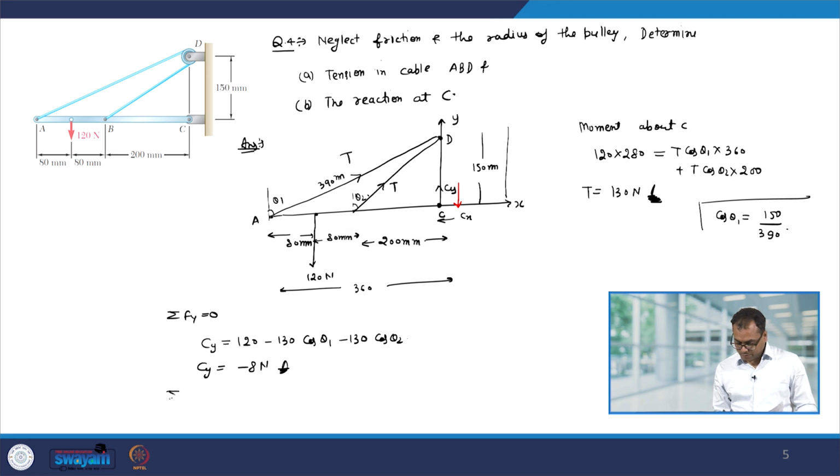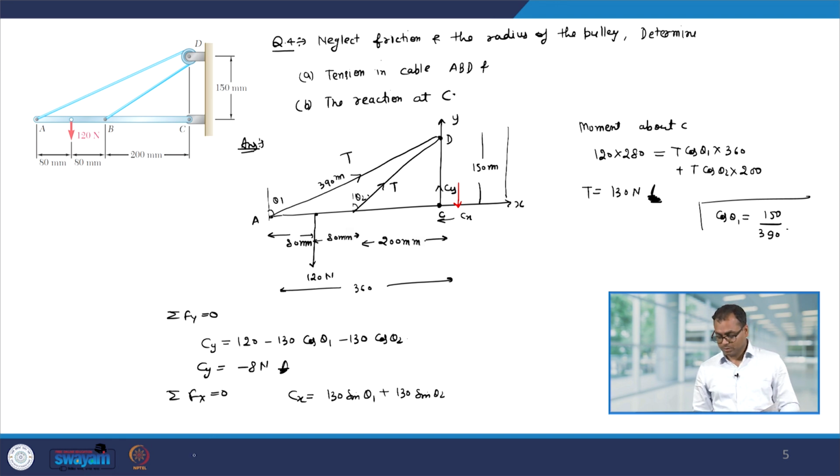Now, let us balance the force along the x direction. So, summation Fx equal to 0, this gives you Cx equal to 130 sin theta 1 plus 130 sin theta 2. Again, theta 1 and theta 2 are known. So, therefore, sin theta 1 and sin theta 2 is also known. So, this gives you Cx equal to 224 Newton.